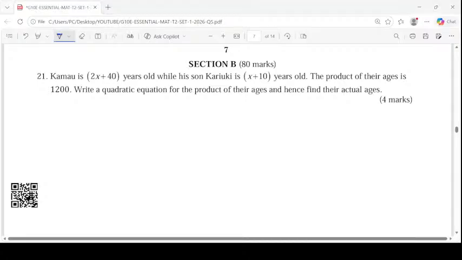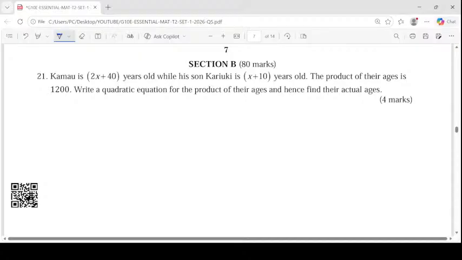Straight away to question number 21. Kamau is 2x plus 40 years old, while his son Kariuki is x plus 10 years old. The product of their ages is 1200. Write a quadratic equation for the product of their ages and hence find their actual ages.